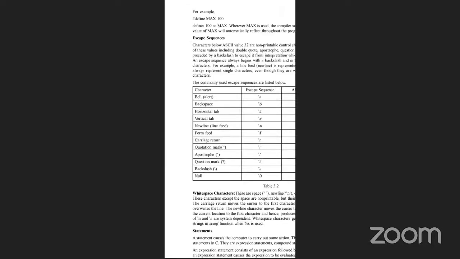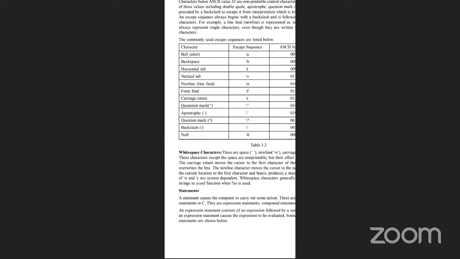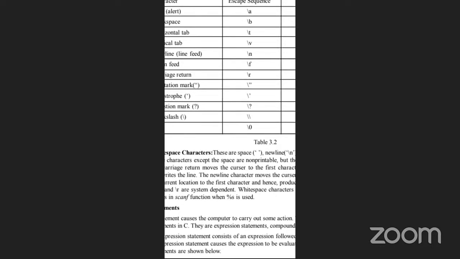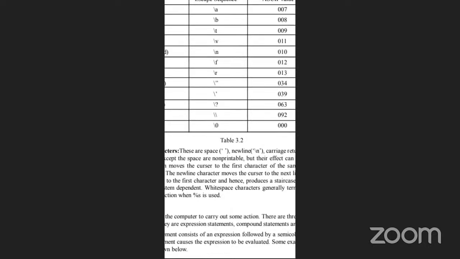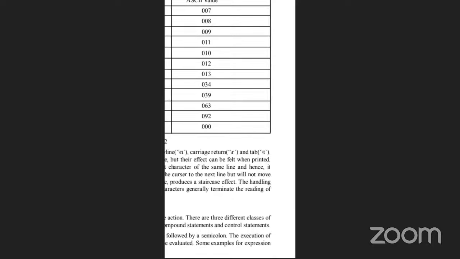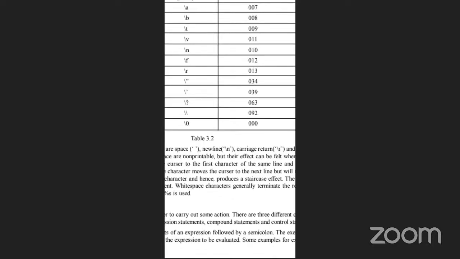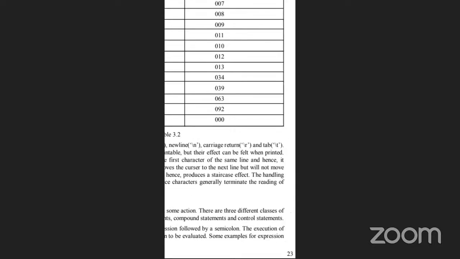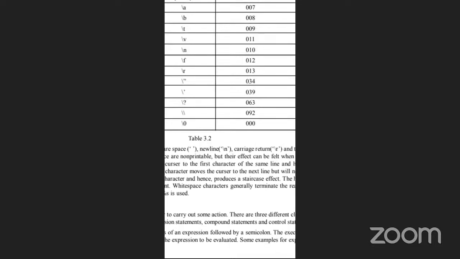So these are the characters we can use. What does white space character mean? White space characters are single quote, backslash n for new line, backslash r, backslash t, and so on. These are except space. These effects can be felt when printed, but these are non-printable.